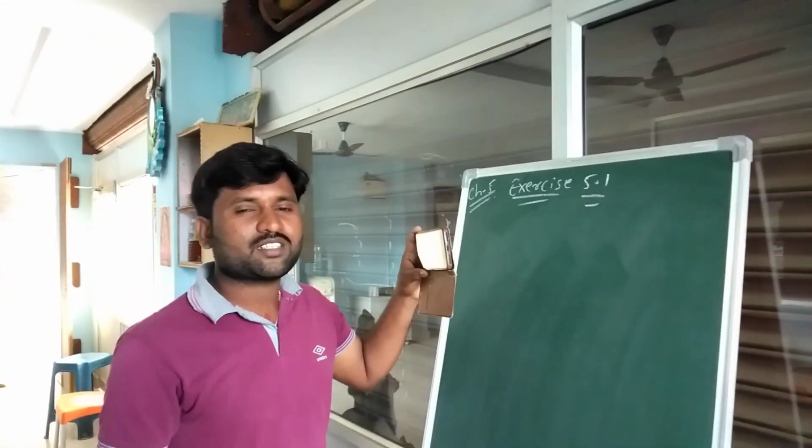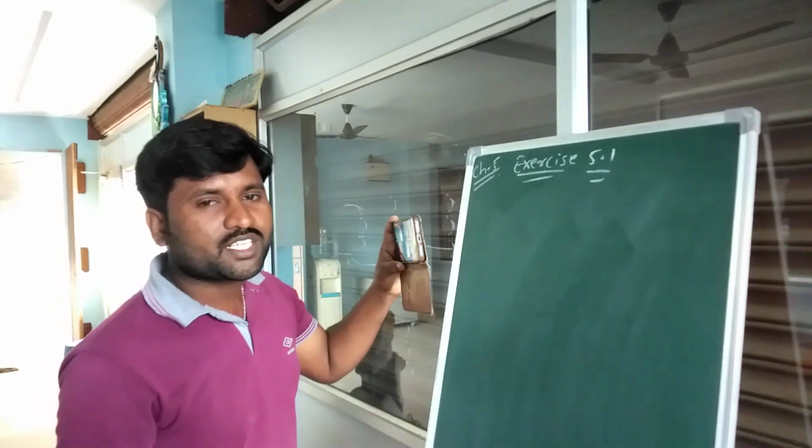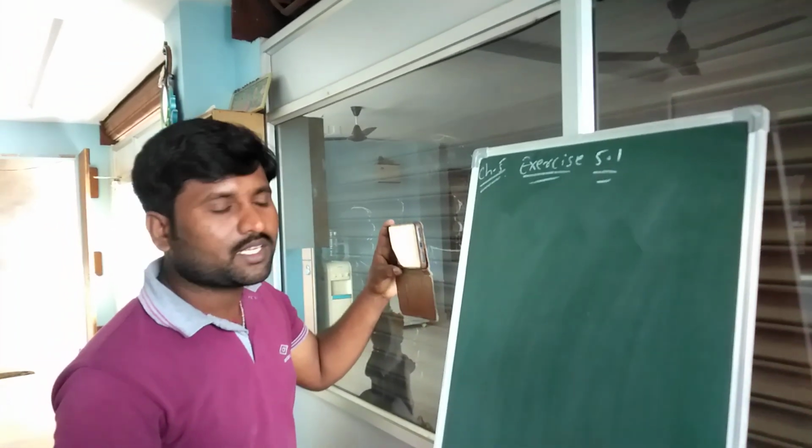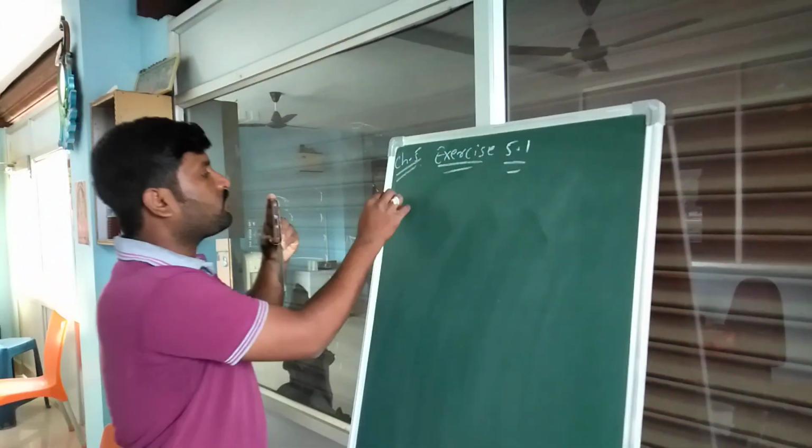Good morning students. Today we are going to discuss chapter 5, comparing quantities using proportion. In that, exercise 5.1 first.